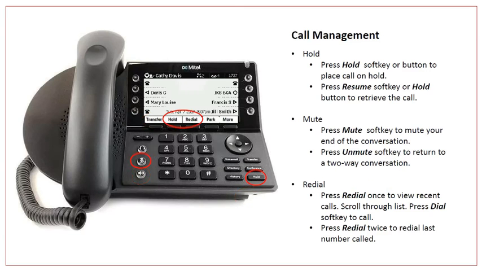When you have an active call on the phone, you have a couple of feature keys that you can use to manage it. The first is the hold feature. There are two options for hold. You can either use the hold fixed key that is in the bottom right corner of the phone, or you can use the hold soft key.